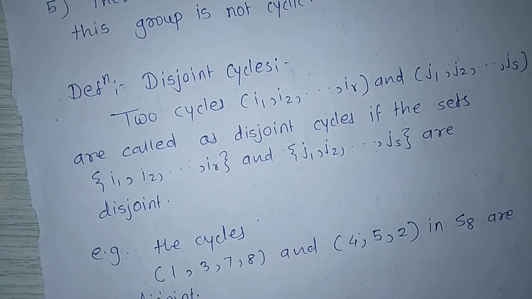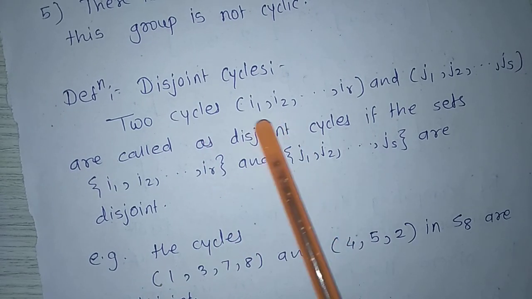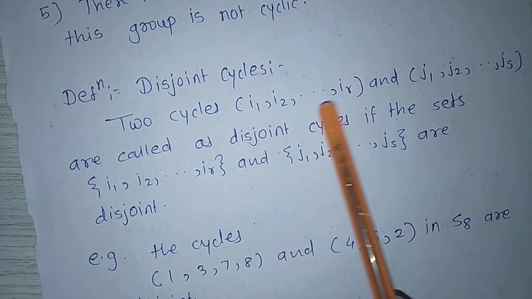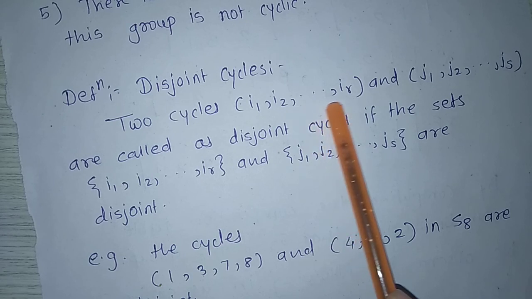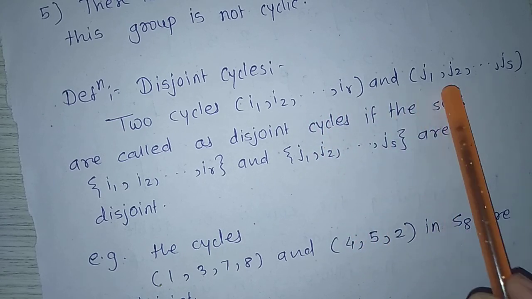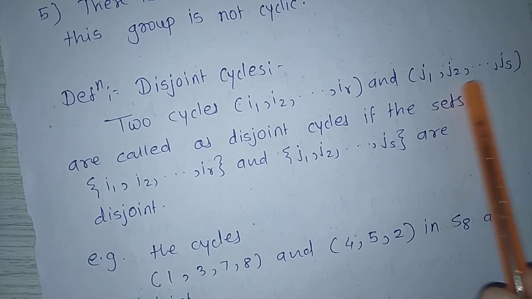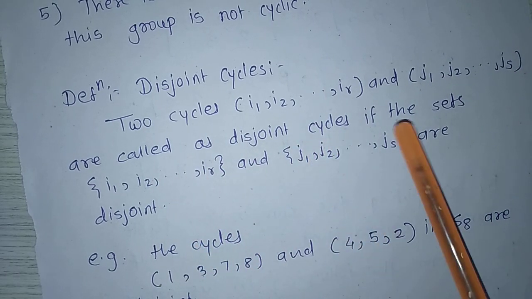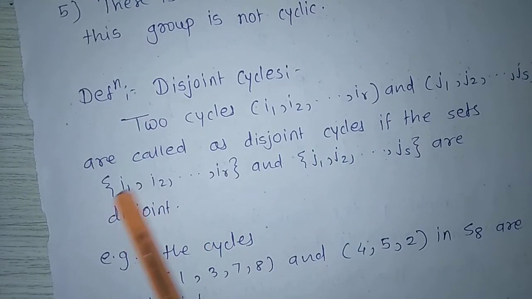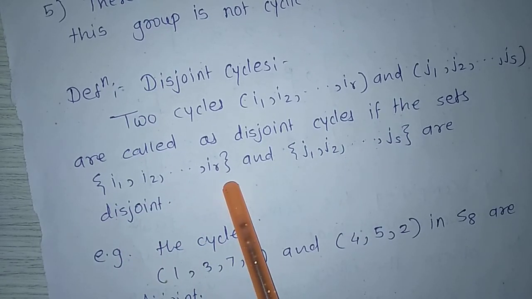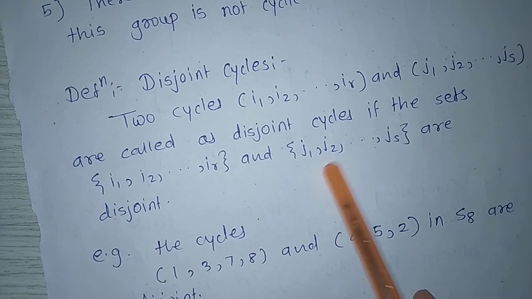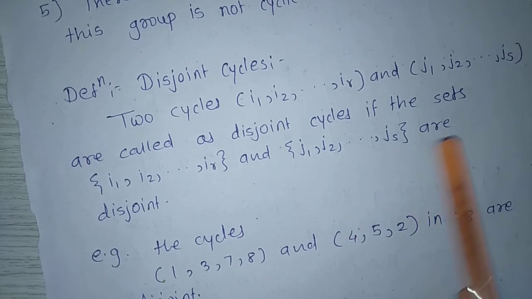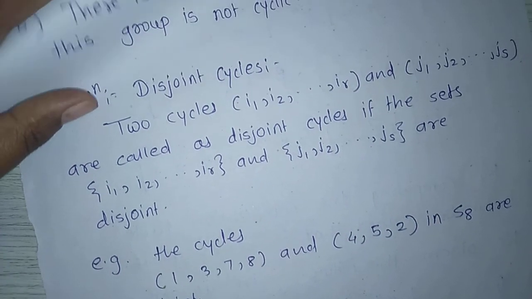Hello students. Next point is disjoint cycles. Definition: two cycles, I1 goes to I2, I2 goes to I3 and so on goes to IR, and J1 goes to J2 and so on goes to JS are called disjoint cycles if the sets I1, I2 and so on IR and the set J1, J2 and so on JS are disjoint.